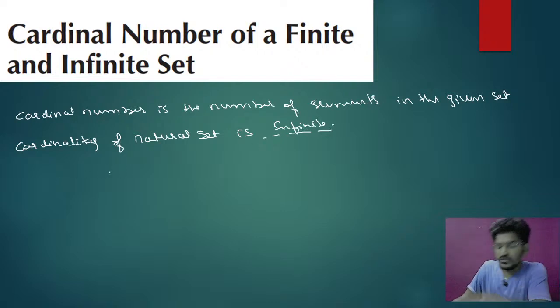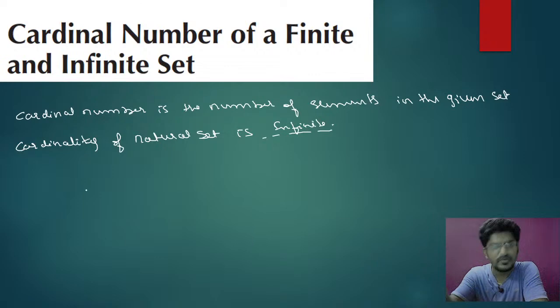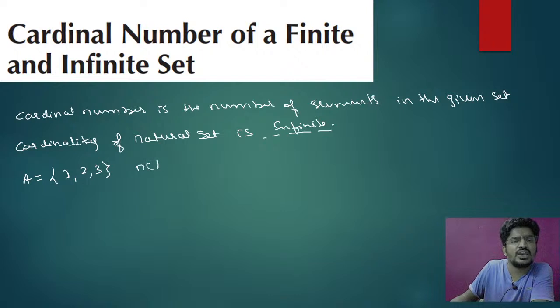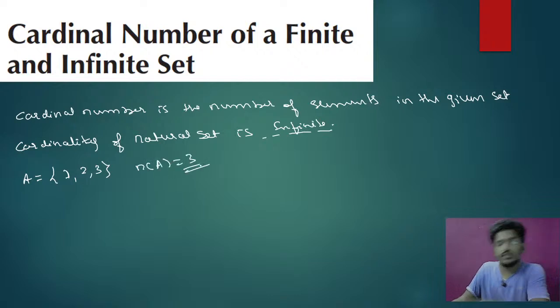In the same way, if you take any set like integers, rationals, irrationals, we can say it is infinite. Set of prime numbers, infinite. Set of stars, infinite. That is called cardinal number. Now if I write A equal to {1, 2, 3}, the cardinality n(A) is 3. That means the cardinality of set A is 3. Clear?